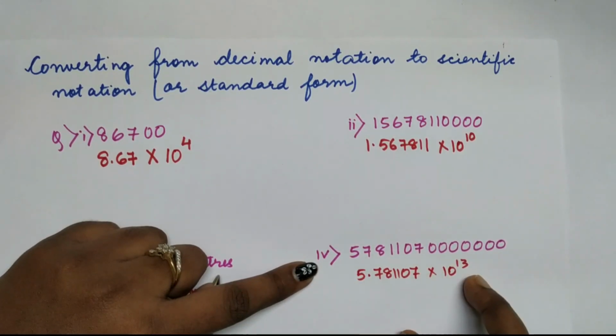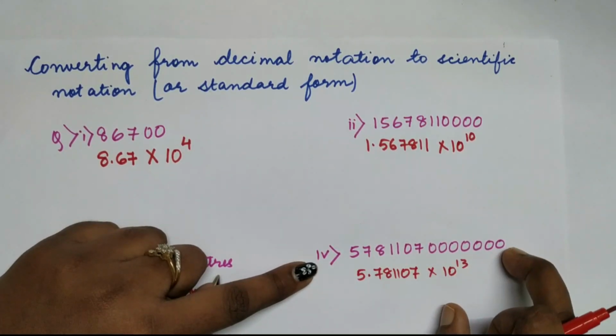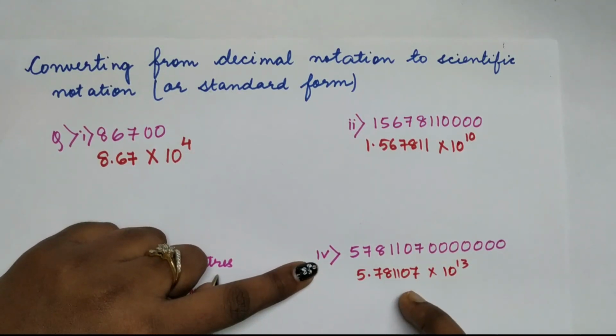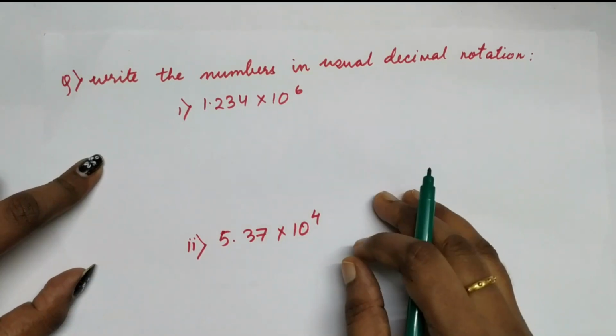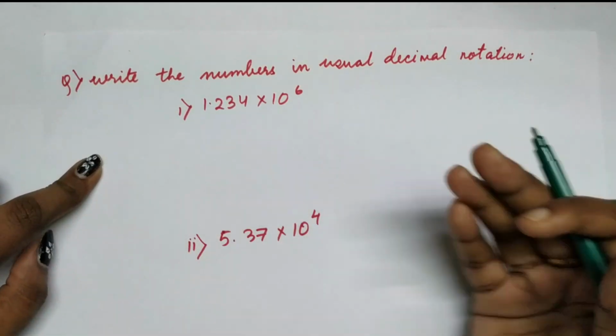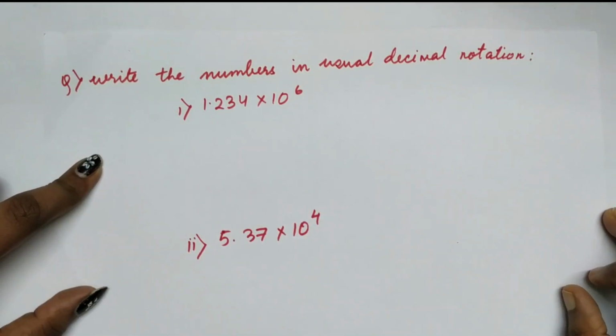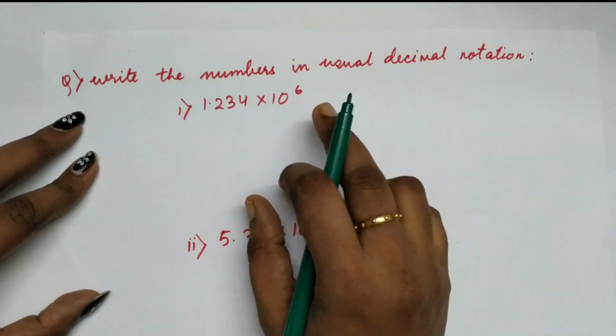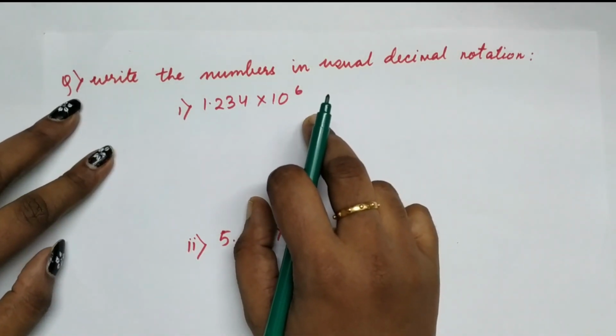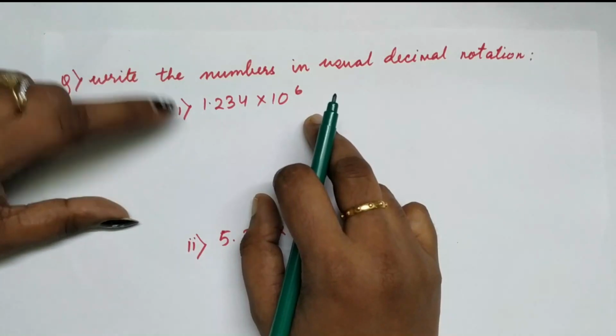So this is a standard form, this is a normal form of the number. Also the standard form is called the scientific notation. Now what are you going to do if the standard form is given and it is asking you to write the number in the normal form? So to get that answer, you need to do the opposite.